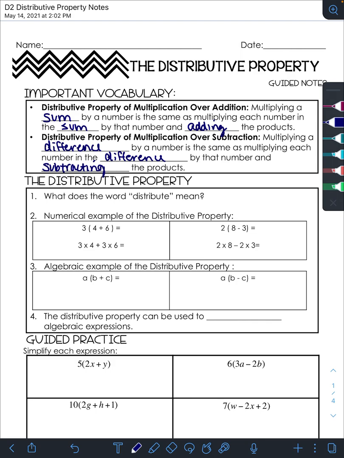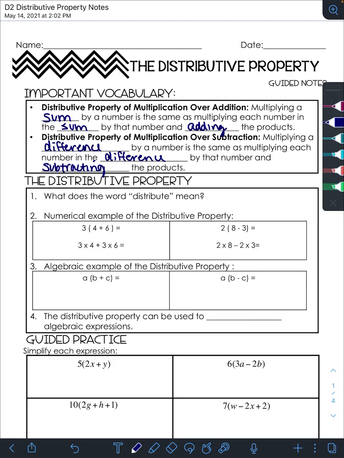So if you think about distributing, if you have seen on TV where they talk about food distribution, that means they are handing out food to people. I'm sure you've heard about vaccine distribution. That means that they are giving people the vaccine. So whenever we're looking at distribution, that means handing out or giving out.